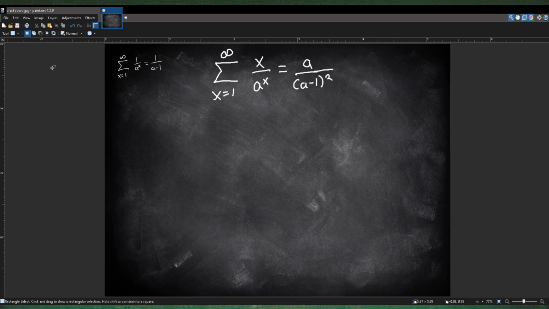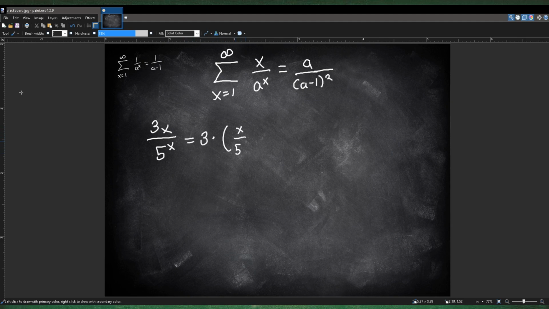So let's say we're going to use 3x divided by 5 to the power of x. Okay, so what we're going to do with this? Well, this is still a linear. All you have to do is just say 3 times x over 5 to the power of x, right? We just distribute the 3 out. So we could just multiply 3 by whatever this number is. So we know what this is, right?